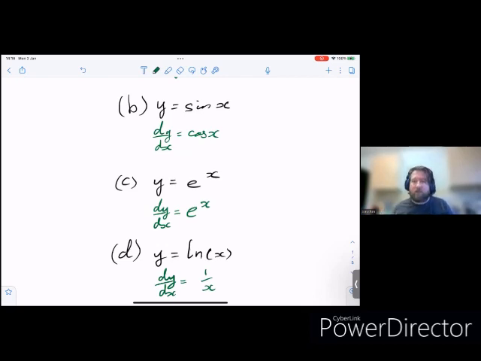If you wanted to differentiate cos x, you get minus sine x. Like I said, I'm assuming that you've already covered that, but if you haven't, it shouldn't cause too many problems.